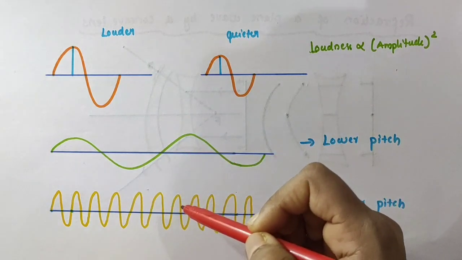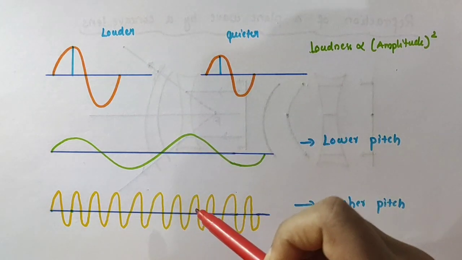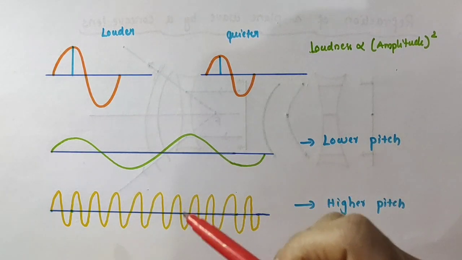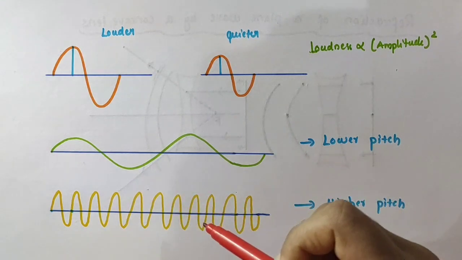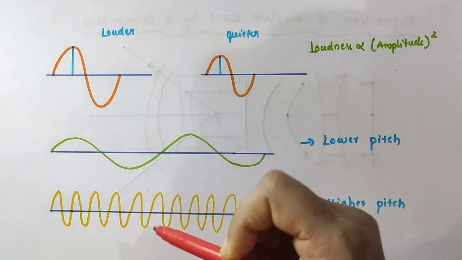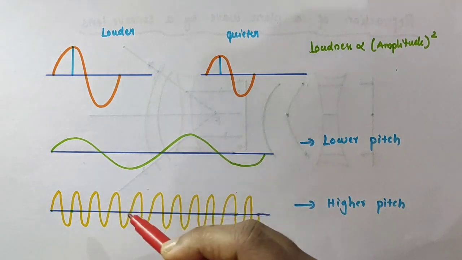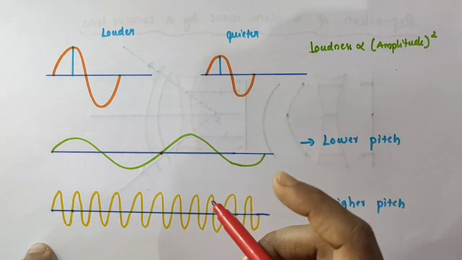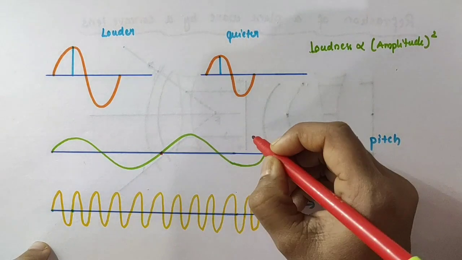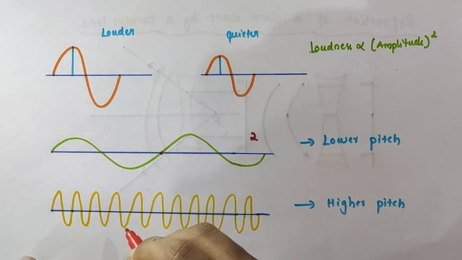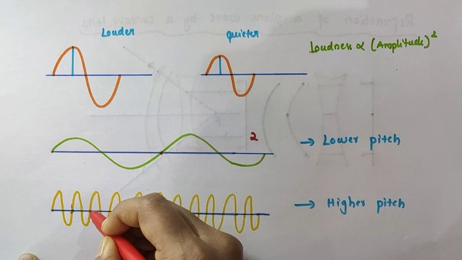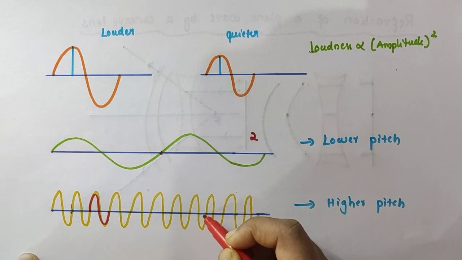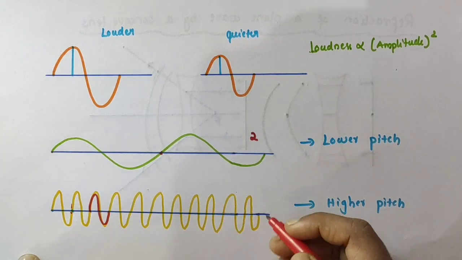Consider two waves like this. Which has more frequency? Frequency is the number of oscillations completed in 1 second, no? Let both of these be represented for 1 second of time. In a wave representation, from here to here is taken as one oscillation. So how many are here? 1, 2. Only 2 are here. Now for this, you see 1, 2, 3, 4, 5, 6, 7, 8, 9, 10, 11 are there.